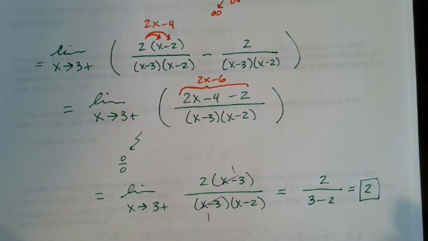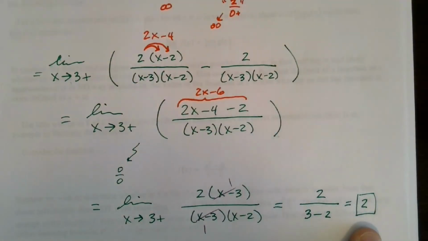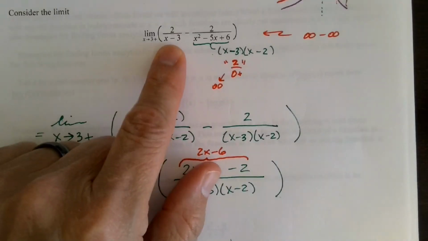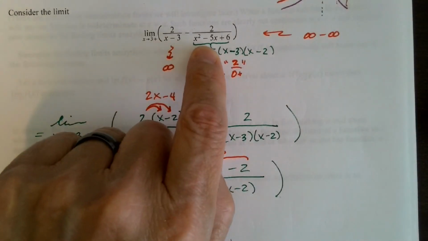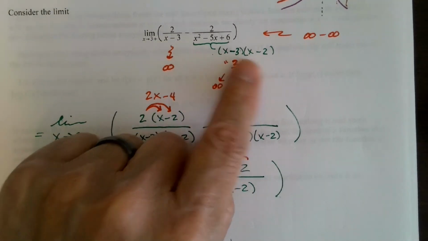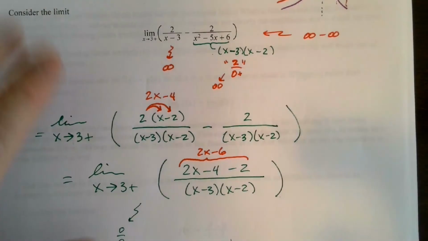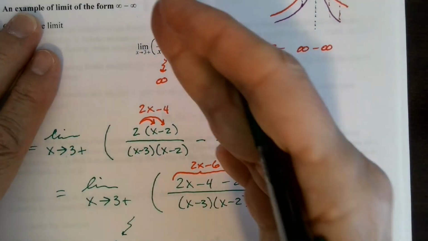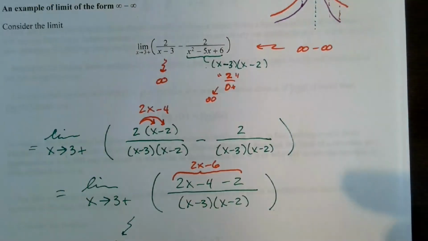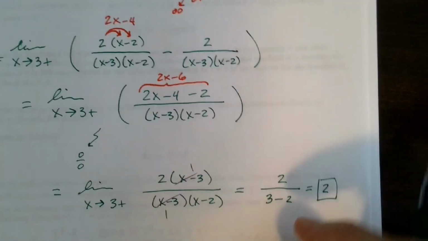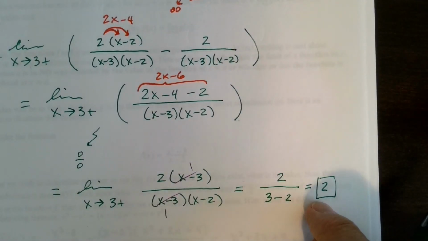So in this case, infinity minus infinity equals 2, which means these two functions, 2 divided by x minus 3 and 2 divided by x minus 3 times x minus 2, are both going to infinity as x approaches 3 from the positive side. So they're both going up to infinity, but the difference between them is getting closer and closer to 2.